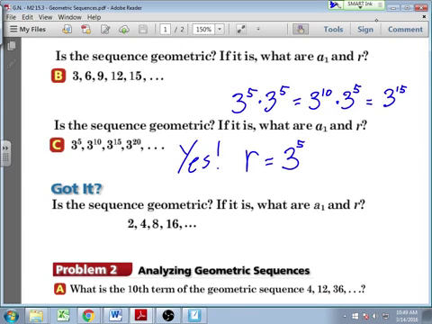Oh, I got one. You got it? It's r equals 2. Yep. So a sub 1 is 2 and r equals 2. And it wanted us to identify our a sub 1's up here, but okay, 3 and 3 to the 5th. Any questions? Didn't think so.